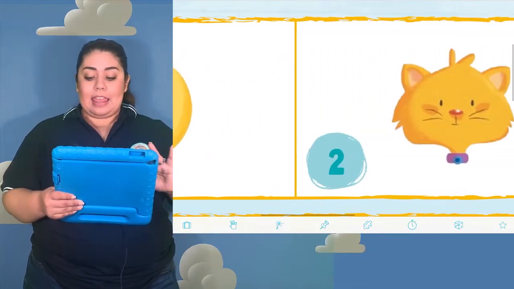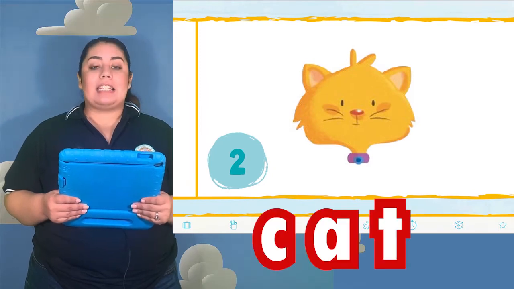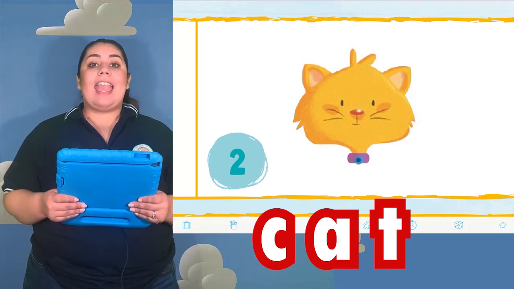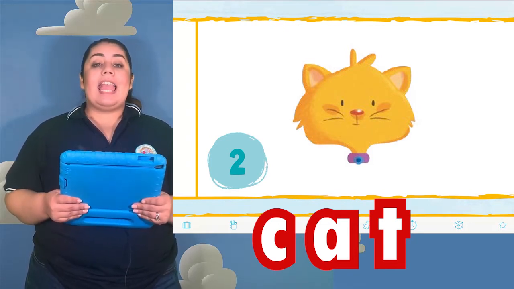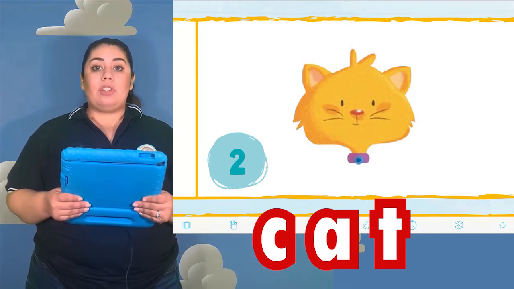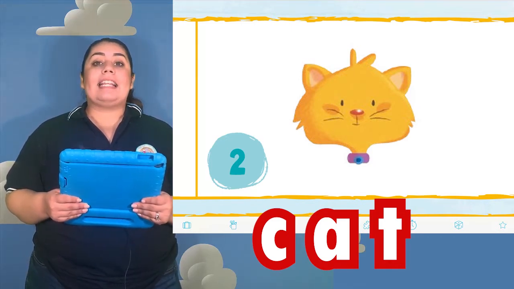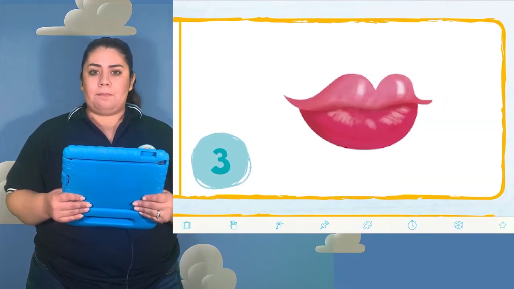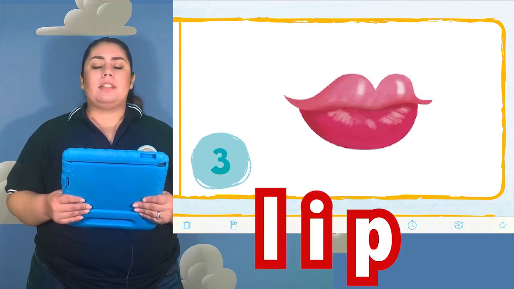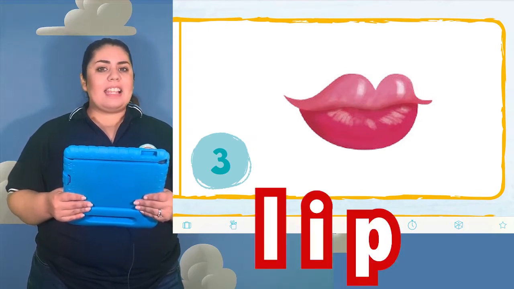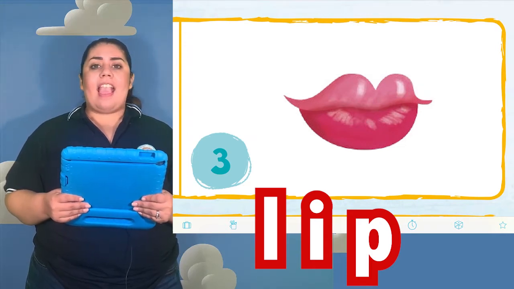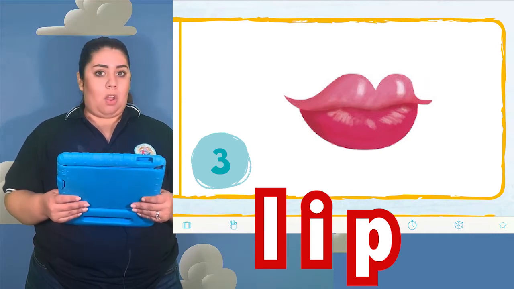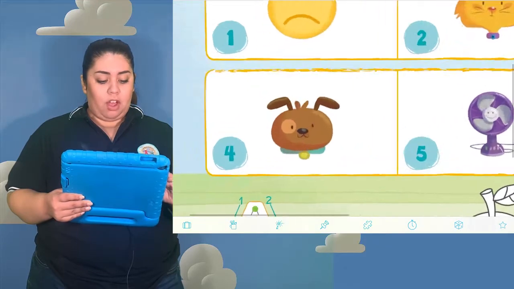Sad. Then we have cat. Cat. C-A-T. Cat. But the sound is not "ay", it is "a". Cat. Good. And then we have this one. Lap. Lap. It has the letter A. L-A-P. It has the letter A. Then we are going to move on to number 4.